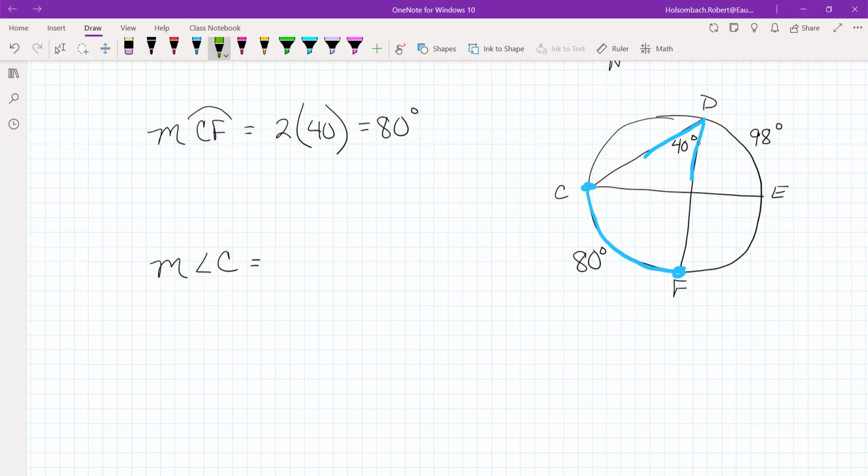Then we need the measure of this angle C. And if you extend the sides of these angles here, they end at point E and they end at point D, don't they? So angle C creates this arc, the green arc. And if the green arc is 98 degrees, then the measure of angle C is equal to 1/2 of 98 degrees. And half of 98 equals 49.